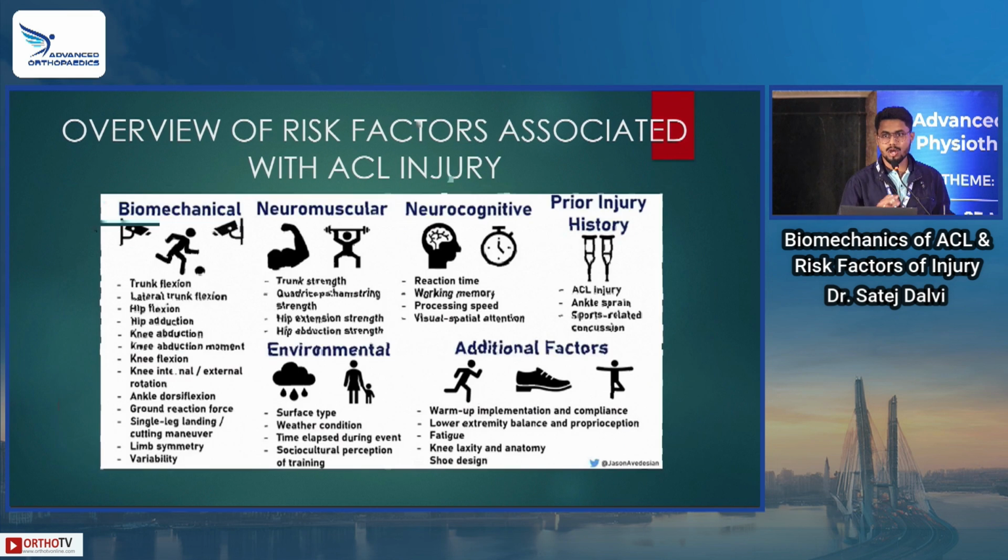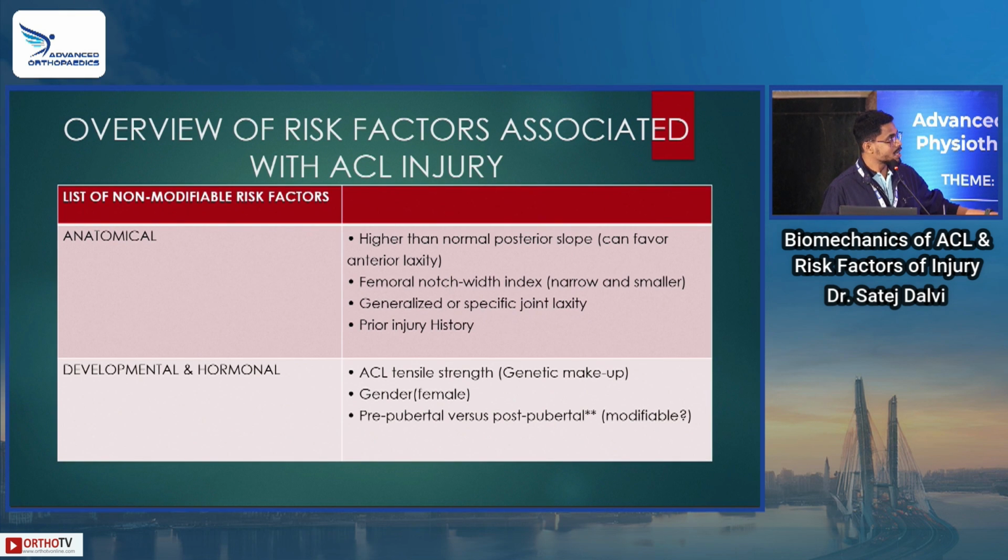So when you talk about non-modifiable factors, as Miten already mentioned, there could be variations in the femur itself. In the tibia, you could have higher than normal posterior tibial slopes, or you could have a femoral notch which is a little abnormal, and that can contribute. Prior injury history, we are all very well aware of, and not necessarily previous ACLs only, but an ankle sprain can also be a contributor. Or if you're training an athlete to come out of a sports-related concussion, and they have visual spatial attention deficits, that can also contribute.